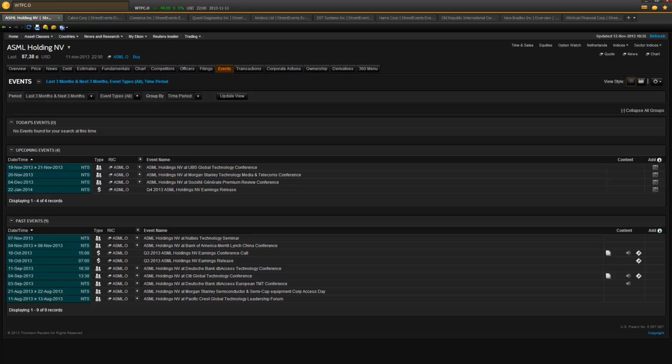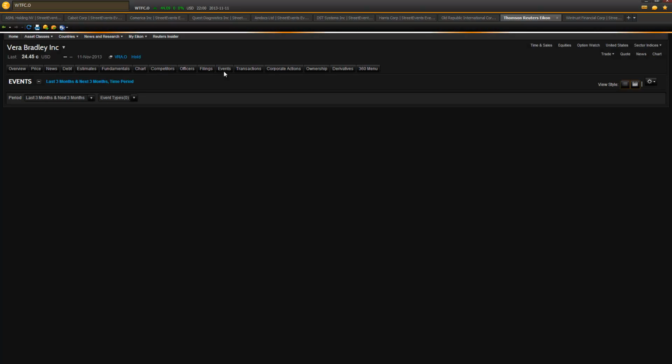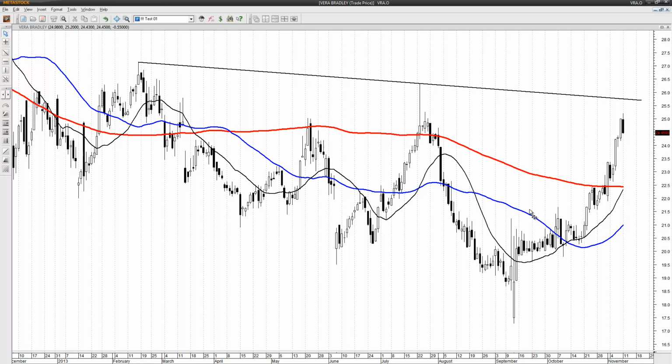And also very important, always check if you have any earnings or other very important event for that stock. You don't want to take a trade one day and the next day before the opening an earnings release comes and you will be 5 to 10% on the wrong side of the trade. That's not a good way of trading. Okay, Vera Bradley is not having any problem with that.